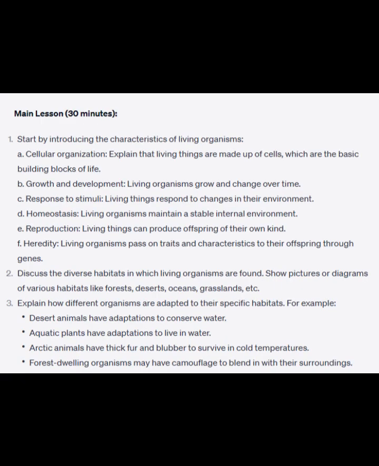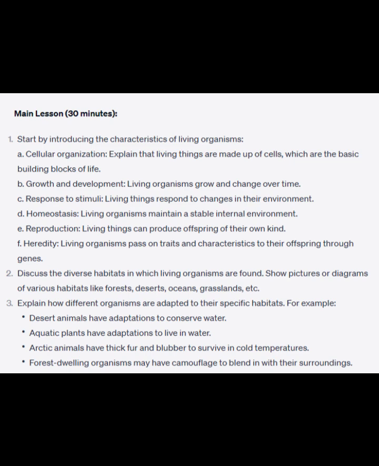Main lesson, 30 minutes. Start by introducing the characteristics of living organisms. A. Cellular organization. Explain that living things are made up of cells, which are the basic building blocks of life. B. Growth and development. Living organisms grow and change over time.